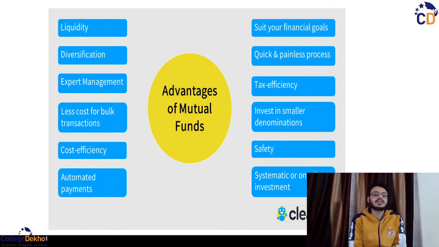Then cost efficiency. Obviously, this point, fifth point of cost efficiency is directly related to the third point, right? Then the automated payments. Again, you can say to your mutual fund manager that automatically some payment must be deducted from a bank account. तो automatically वो deduct हो जाएगा. Okay, and demat account खोलने के as such में need नहीं है, because these people have their own demat account.